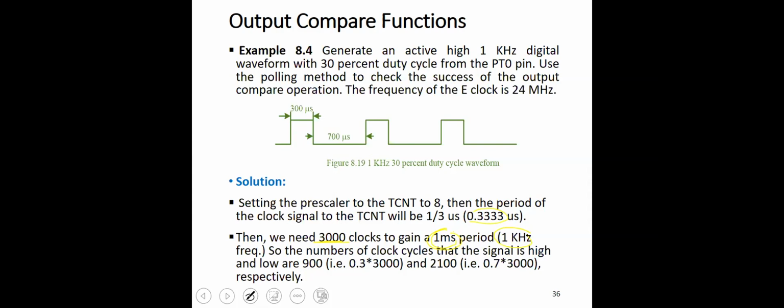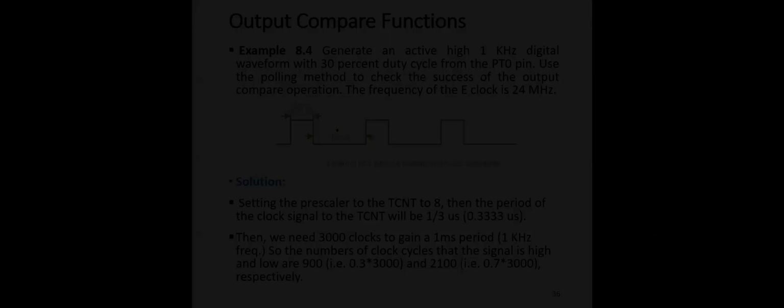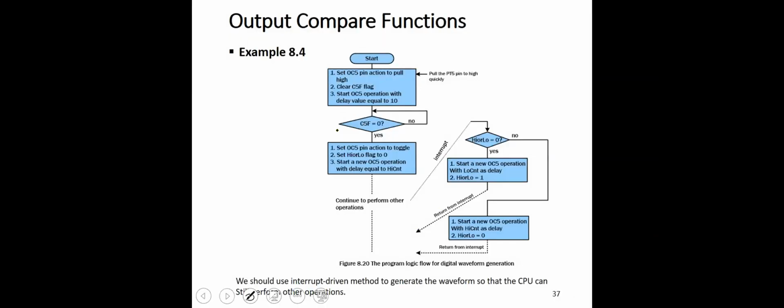So for 0.3 or 30% duty cycle, 30% of the 1 millisecond is basically the 300 microseconds, which is basically 900, because 3,000 cycles is equivalent to 1 millisecond. 0.3 or 30% of the 3,000 is basically 900 increments. The same thing for the 70% part of the signal. So we need to do these settings, and at the same time, we want to do what I just said.